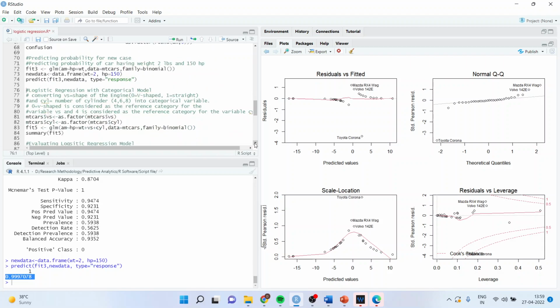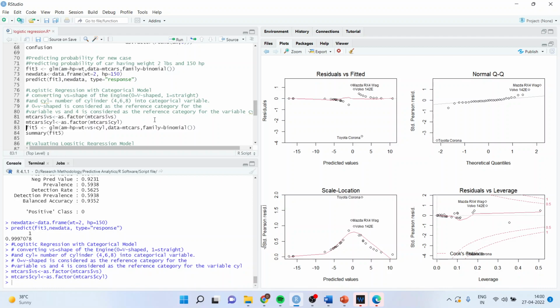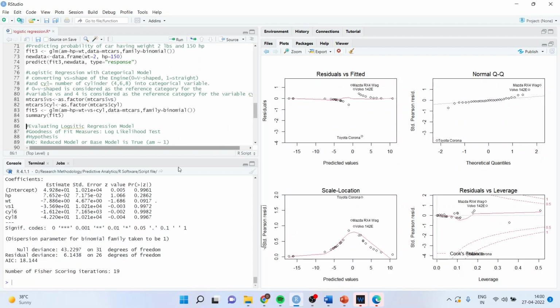Now there can be a possibility that there is a categorical variable in the model, right? In our case, the categoricals are the vertical and straight engine, which is coded as 1 and 0, as well as the number of cylinders. So first of all, I'll have to convert these into factors. I'm saying mtcars$vs as.factor, changing the existing variable only. I'm also making cylinder a factor, and I'm including vs and cylinder in the model. When I run it, I'll get the answer.